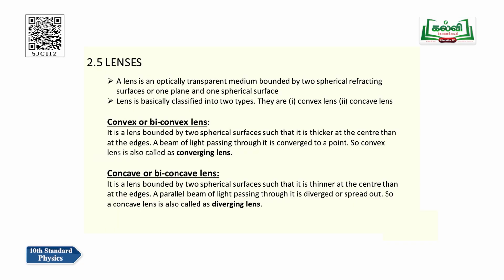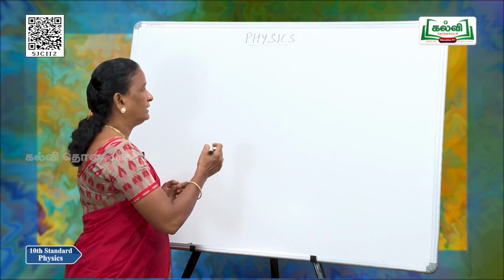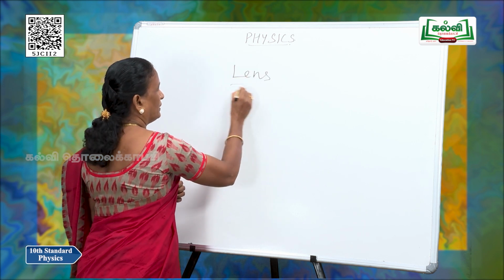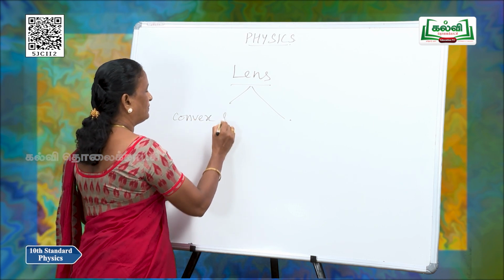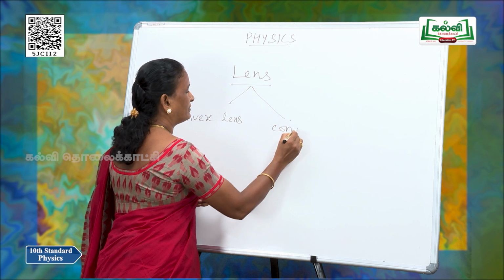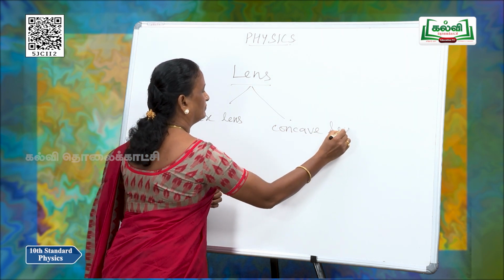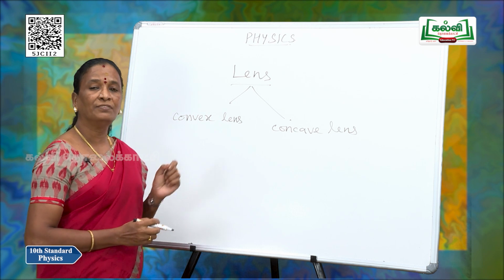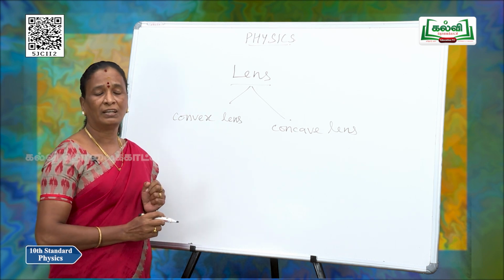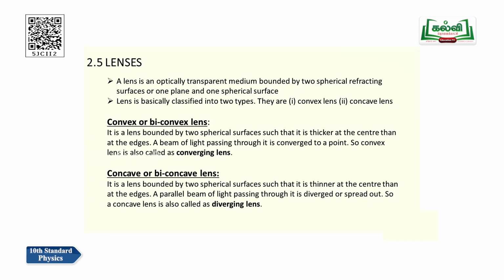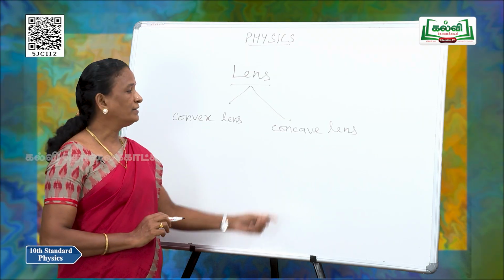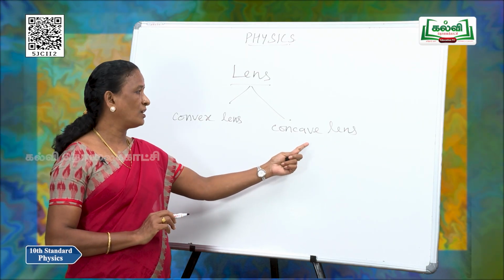First of all, the lens is made up of glass. It is a transparent medium bounded by two spherical surfaces. Let us draw the lens. The two types are convex lens and concave lens. The convex lens is otherwise called converging lens. Why is it called converging lens? It converges the light rays, so it is called converging lens. This is concave lens. It diverges the light rays that fall on it.